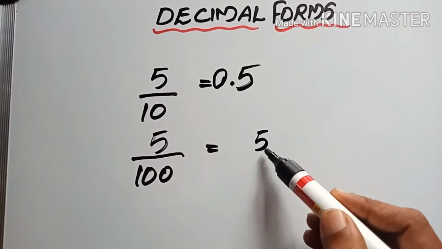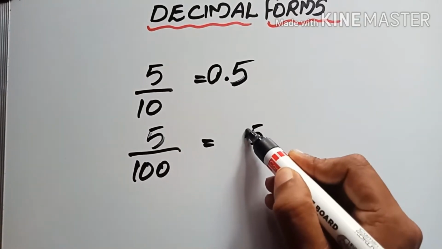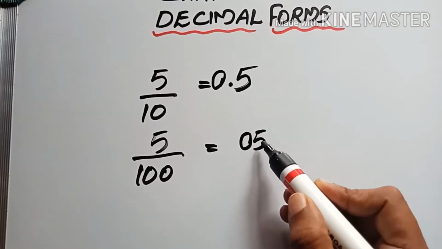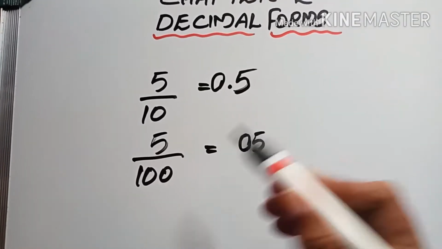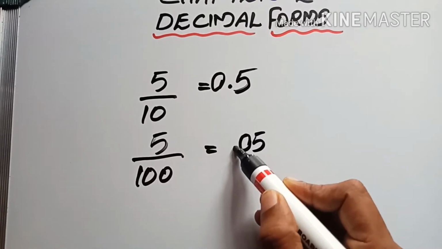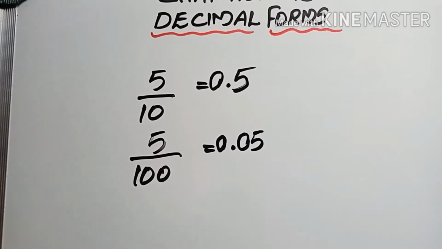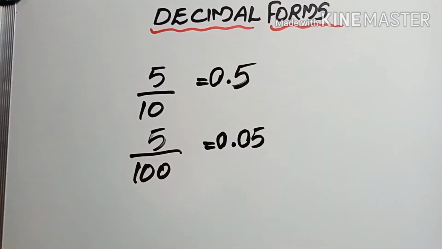But only one number is here. So in order to get one more number, put a 0 here. Only one number is in the numerator, so for that just put a 0. Now we got two numbers here. Now before those two numbers put a point. Then 0.05. This will be the decimal form of 5 by 100.